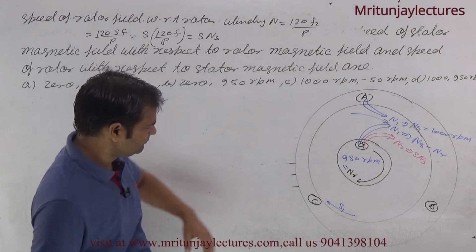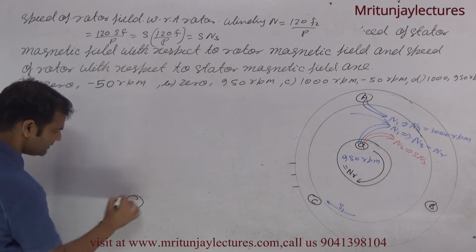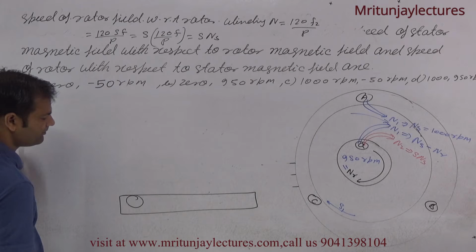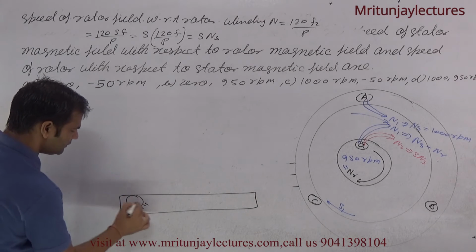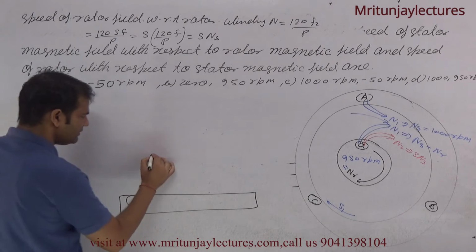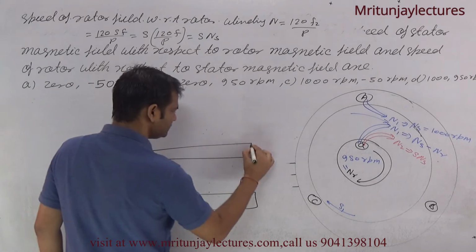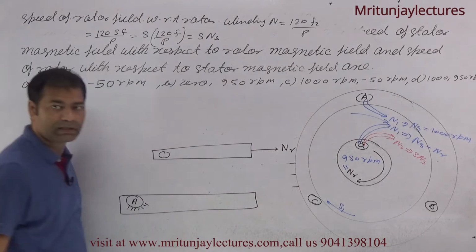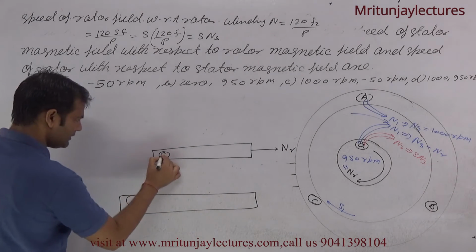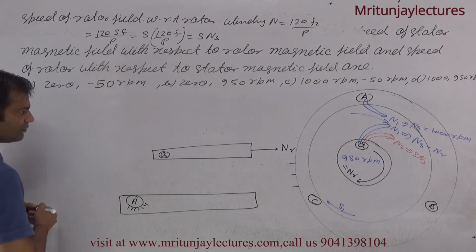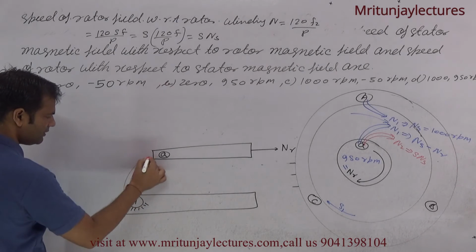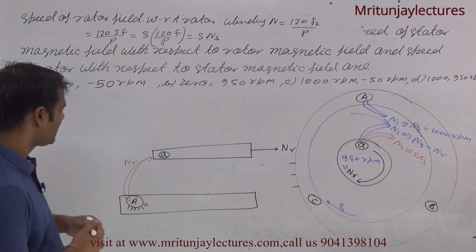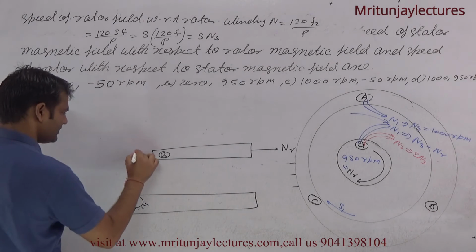Suppose this one is a stator winding, A, and this one is a rotor. The rotor rotates in the direction NR. The speed of the rotor with respect to the rotor structure is NR. Clear? Which speed? That is 950 RPM.